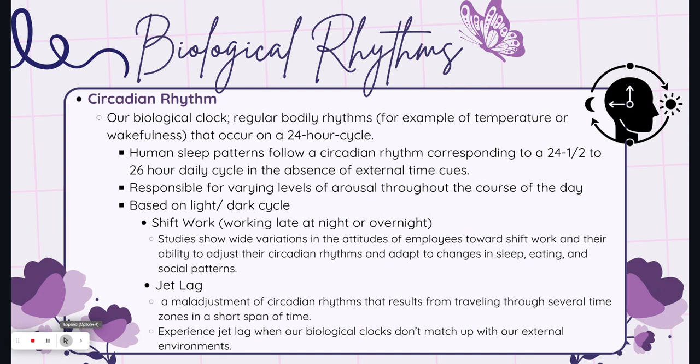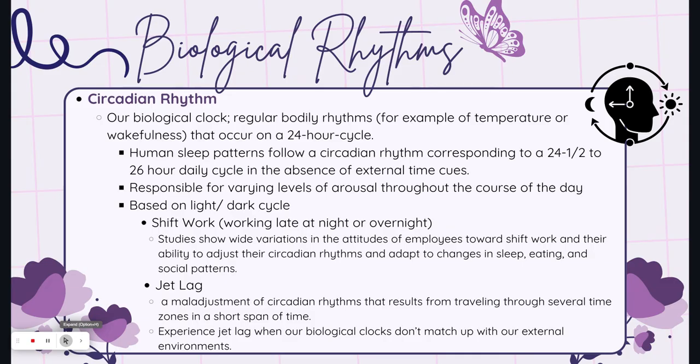To understand when we sleep, we need to understand this idea of our circadian rhythm. So this is a biological clock, i.e., an internal clock, where it regulates regular bodily rhythms, for example, of temperature or wakefulness, that occur on a 24-hour cycle, approximately 24 hours. So human sleep patterns follow a circadian rhythm corresponding to about a 24 and a half to 26-hour daily cycle in the absence of any external time cues, meaning our body would still do this even if we don't have things like clocks or the sun to tell us.